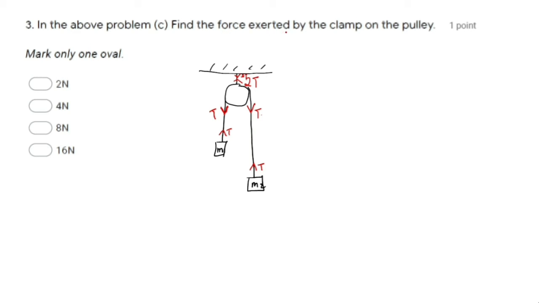Find the force exerted by the clamp on the pulley. That is equal to what? 2 into T. We have already calculated the tension. Tension is equal to 4 Newton. In the previous problem we have done. So we can write here 2 into 4, that is equal to 8 Newton is the answer. So option C is the correct answer.